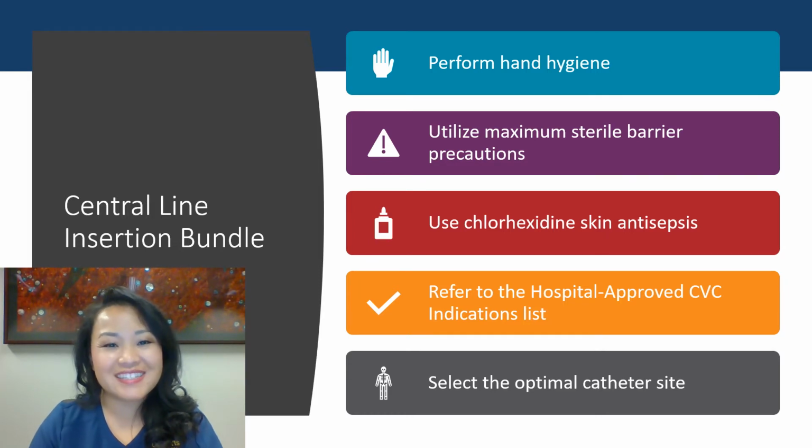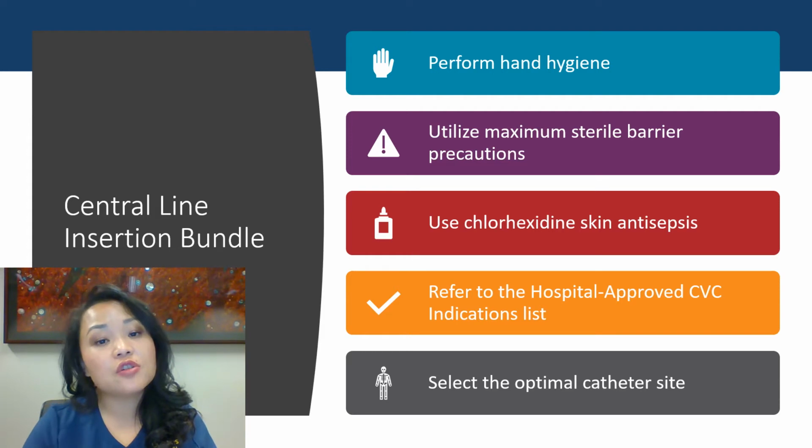The first, of course, is hand hygiene. The second is, for the insertion of a central venous catheter, you want to make sure you use maximum sterile barrier precautions, including the use of a cap, mask, sterile gown, sterile gloves, large sterile drape, and sterile gel and probe covers. The provider inserting the catheter needs to cleanse the intended site with chlorhexidine for 30 seconds unless contraindicated by age or allergy. The antiseptic solution must be allowed to dry before making the skin puncture.